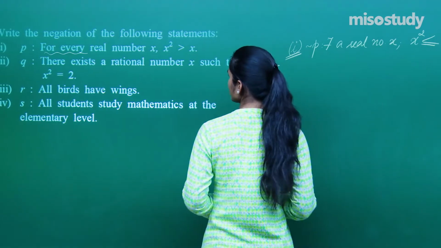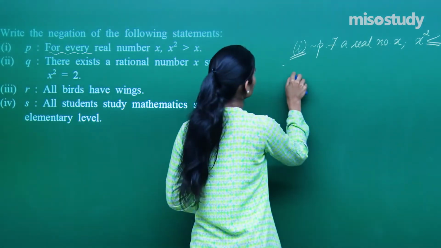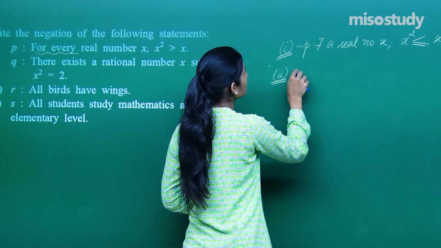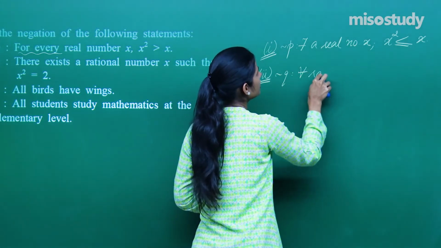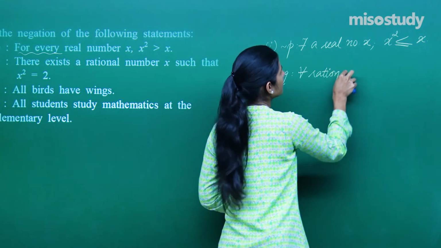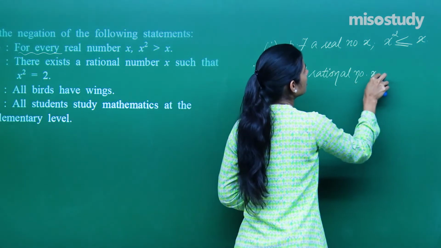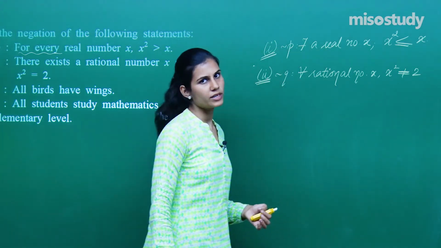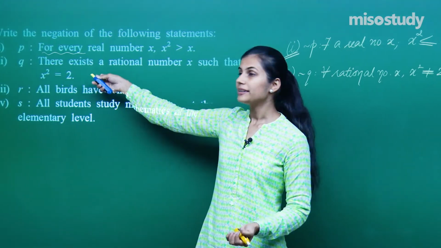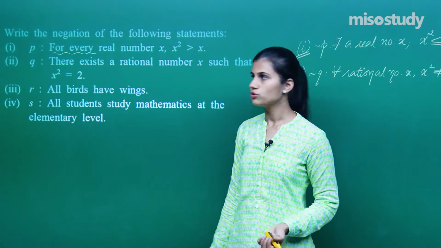Q is, there exists a rational number x such that x square is 2. Its negation is what? For every rational number x, x square is not equal to 2. You pick up any rational number x, x square is not equal to 2 is the negation of that there exists a rational number whose square is equal to 2.